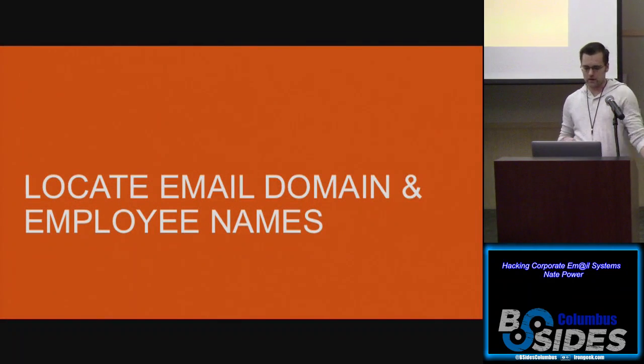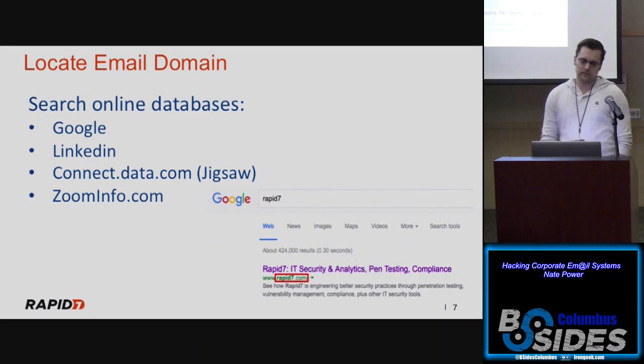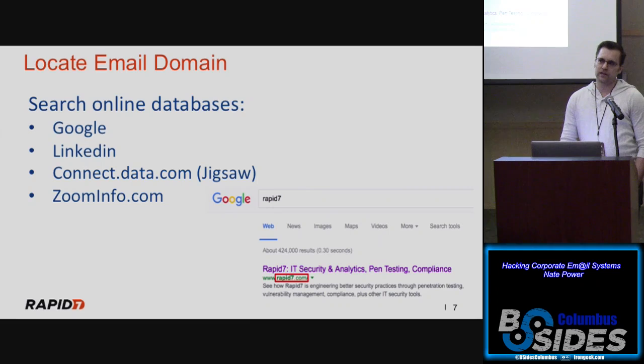Okay, first thing, we want to locate the email domain and employee names. Locating the email domain, 98% of the time, is pretty easy to do. All you have to do is Google the company name, and their primary .com is usually what they use for their emails. And if you're not able to find the email domain through some of these public resources, there are paid services like Jigsaw and ZoomInfo where you can pay them and pull out information about an organization's employees and their contact information.